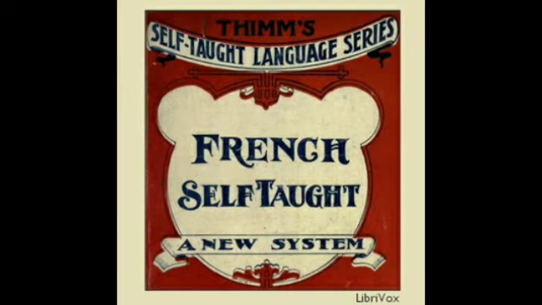Subjunctive mood. Present. That I may be, Que je sois. That thou mayst be, Que tu sois. That he may be, Qu'il soit. That we may be, Que nous soyons. That you may be, Que vous soyez. That they may be, Qu'il soit.